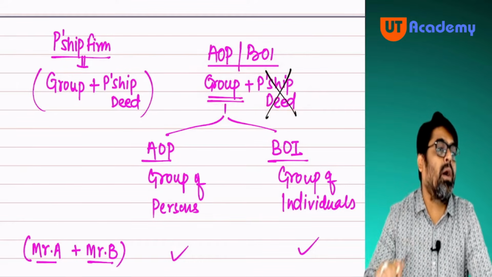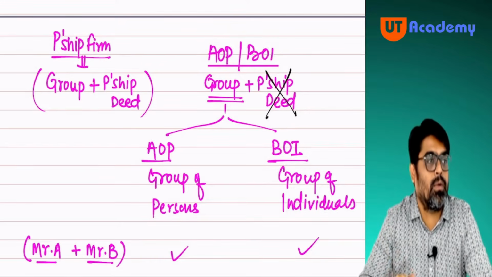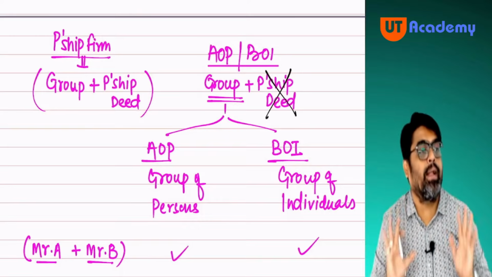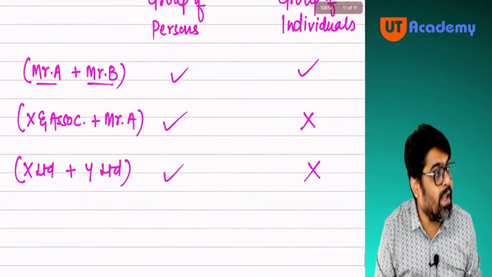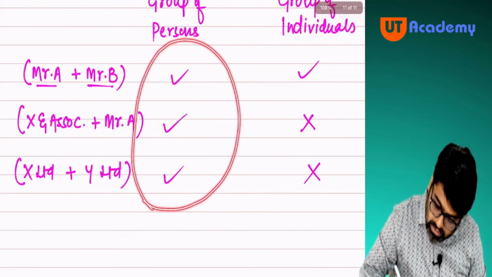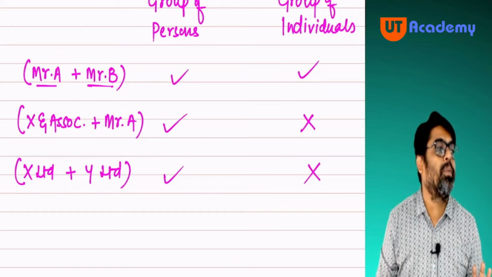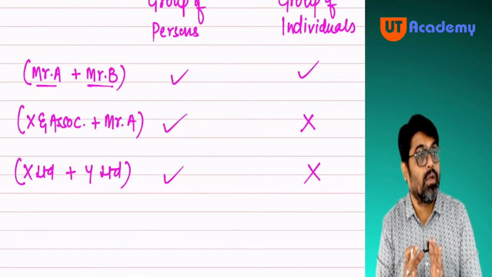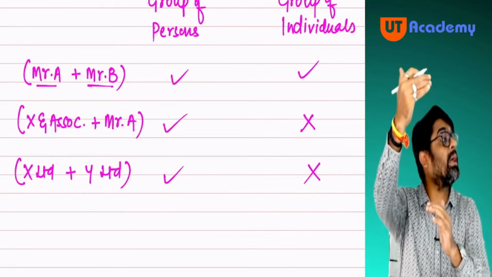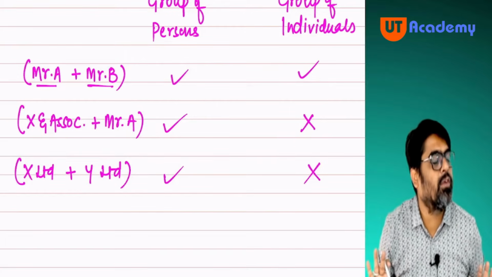Now, sir, when the group is formed, and in that group any member is a non-individual, that group will always be treated as AOP. Understanding? AOP is a group of persons. Any person from the first category to the seventh category can be a member in AOP. Yes or no?